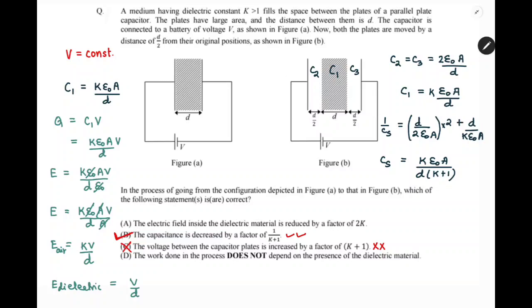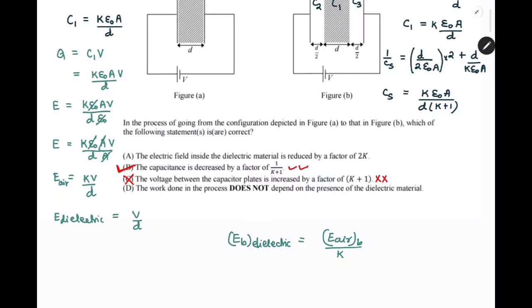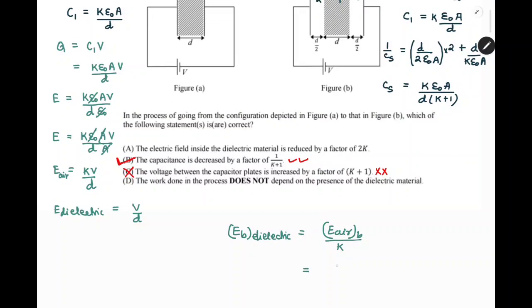Now in this scenario, the value of electric field will change because of the change in the value of charge. So if we calculate the value of E due to dielectric in B scenario, then it is equal to E in air in case of B divided by the dielectric constant, which is K. So charge in case of B by K times A epsilon naught.